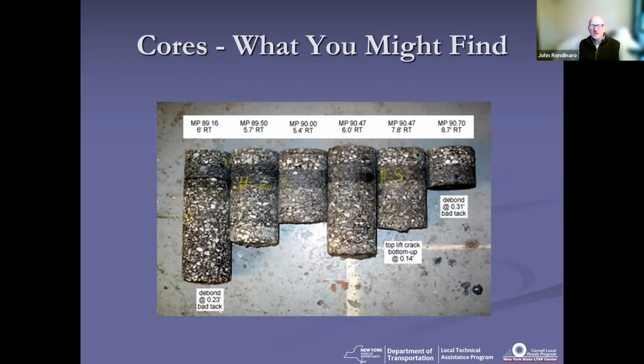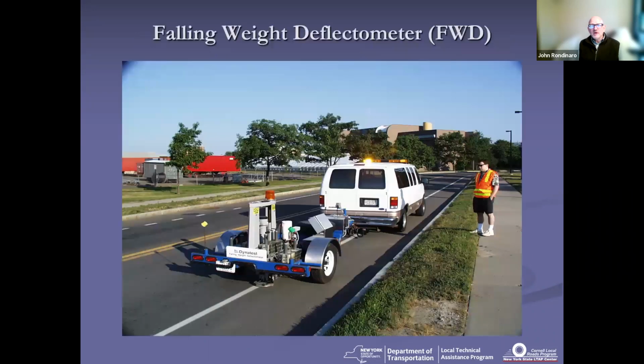And in this case, you can see on the left, you've got a section that's debonded, and then also on the far right, and then next core in on the right, you've got some bottom-up cracking. So you'd never detect those from your surface evaluation or your visual evaluation. You really need to do coring to understand what's going on underneath that surface of that pavement.